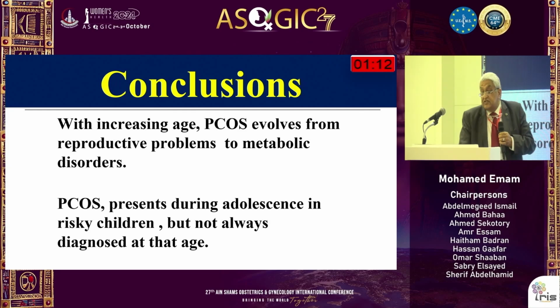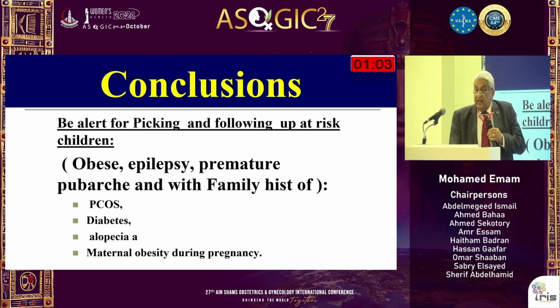The syndrome presents during adolescence in at-risk children, with excess hair, but is not always diagnosed at that age. And be alert for picking up and following up at-risk children, which are obese children, with epilepsy, premature pubarche, and with family history of the syndrome, diabetes, alopecia, or maternal obesity during pregnancy.